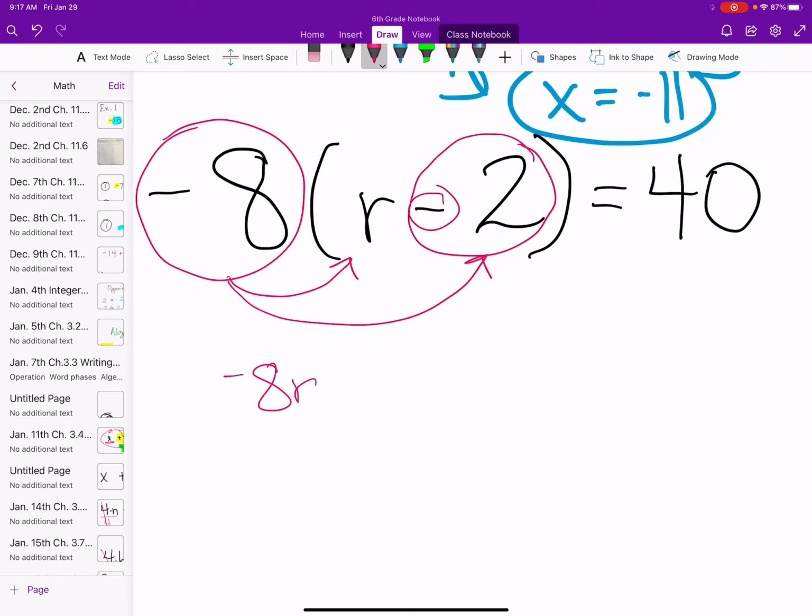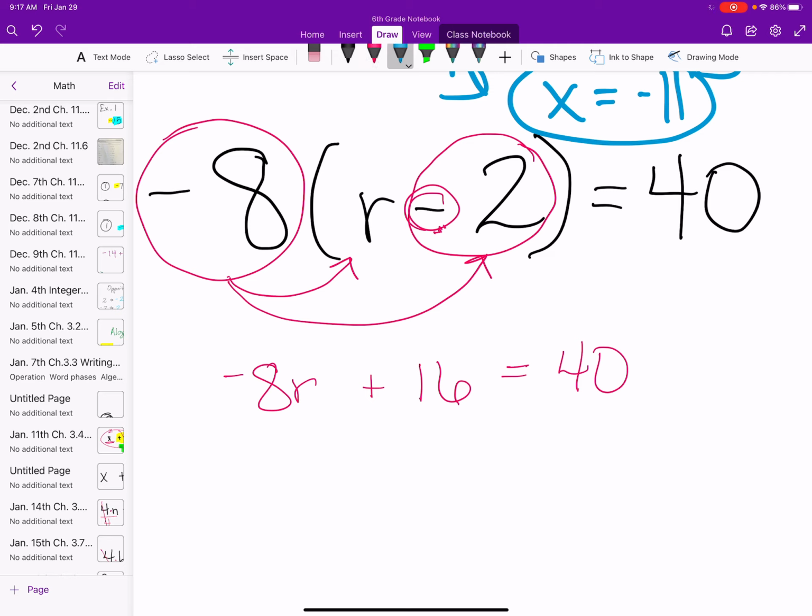Notice I'm looping in whatever sign is in front of the 2, I'm keeping that with the 2. So if this was a plus 2, I would say negative 8 times positive 2. But notice it's a minus sign, so we're going to say negative 8 times a negative 2, which gets me a plus 16, because we're multiplying, and those two negatives cancel each other out and make a positive. So now we have negative 8r plus 16 equals 40.